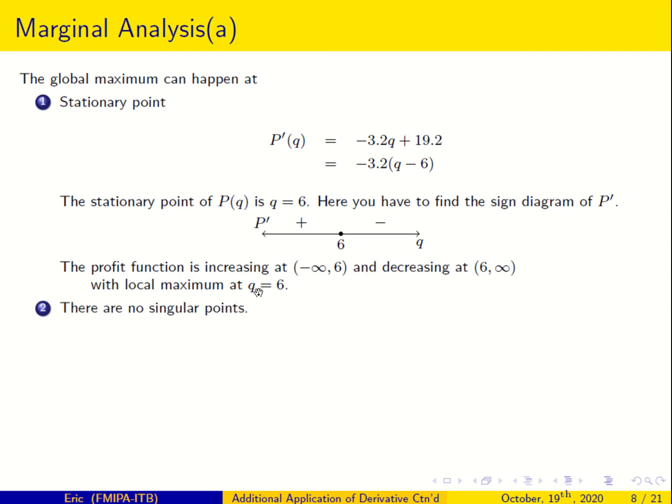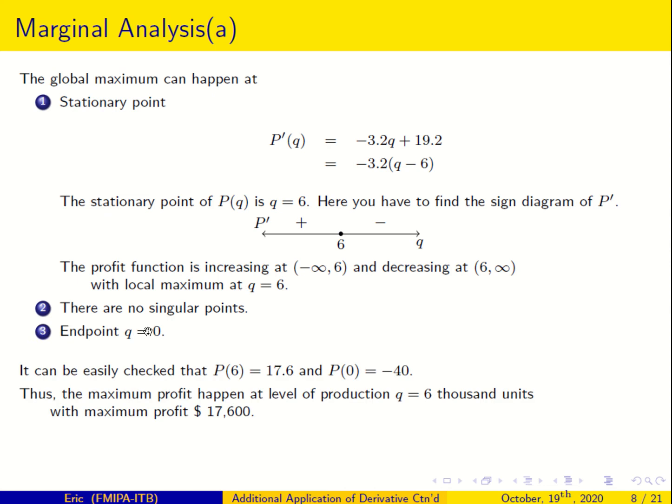With local maximum at q equals 6. There are no singular points. Don't forget, this is just a polynomial. And the endpoint is given by q equals 0. It can be checked that P(6) is this and P(0) is minus 40.